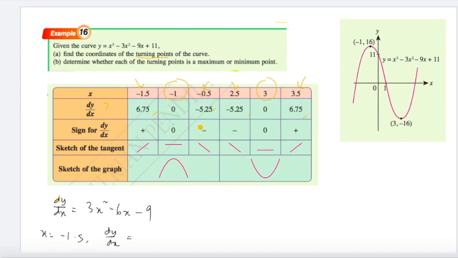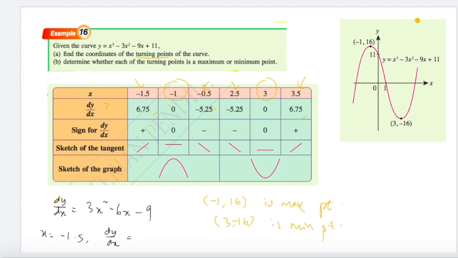That means your point negative 1 and 16 is a maximum point. And your point 3 and negative 16, from here you can see it is a minimum point. Okay, this is your textbook answer. So it will be maximum and minimum. The curve is like this, because it's power 3, so it's a cubic function. So example 16 is like this.